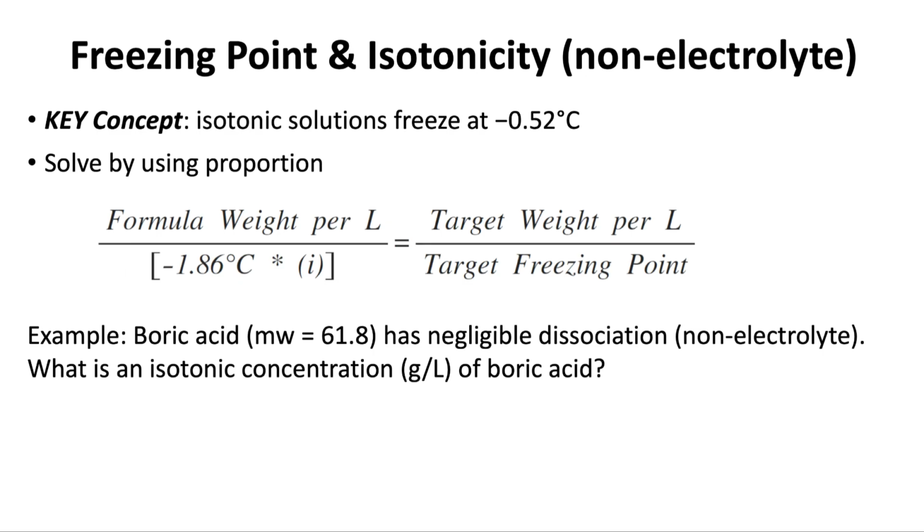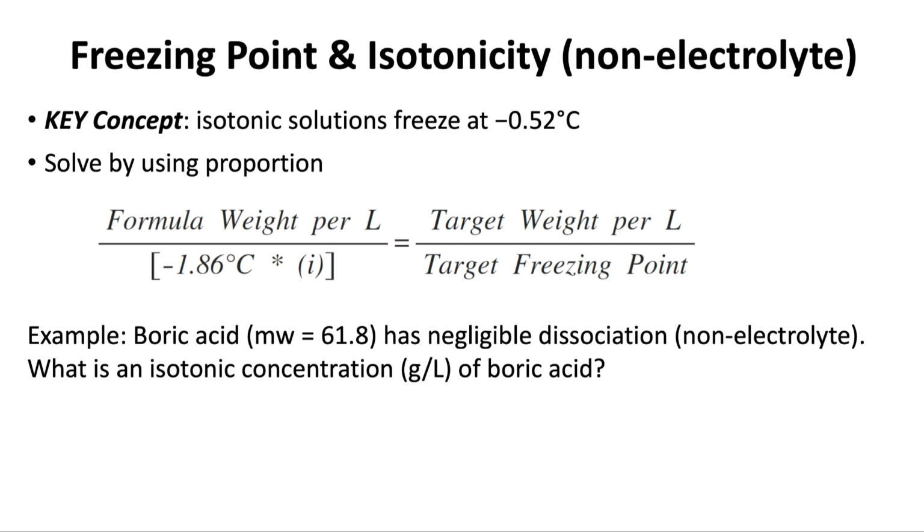Now that we know this, there is a reduction of 1.86 degrees for every I dissociation value, and the I depends on the number of particles. What we're trying to get to, remember our overall target to be isotonic, is a freezing point depression of negative 0.52. That's how we can use this individual freezing point depression to determine where we need to get to, because an isotonic solution freezes at negative 0.52. So now we can set this up by using a proportion.